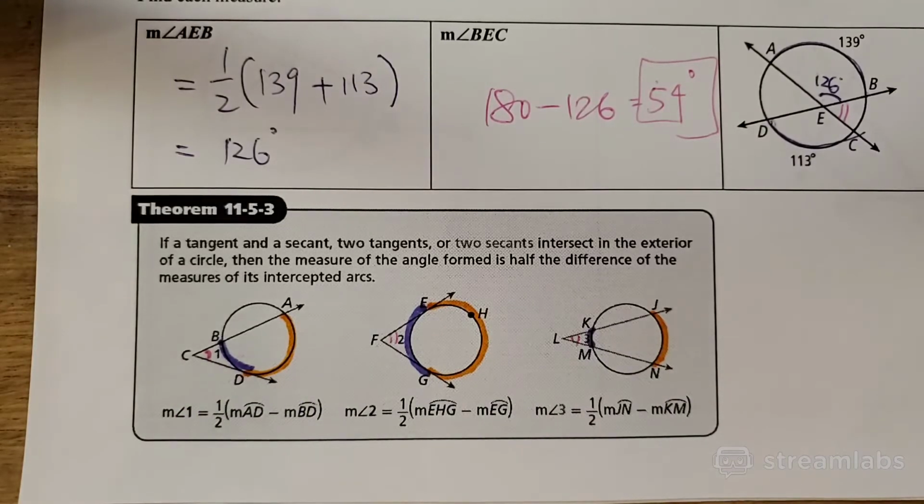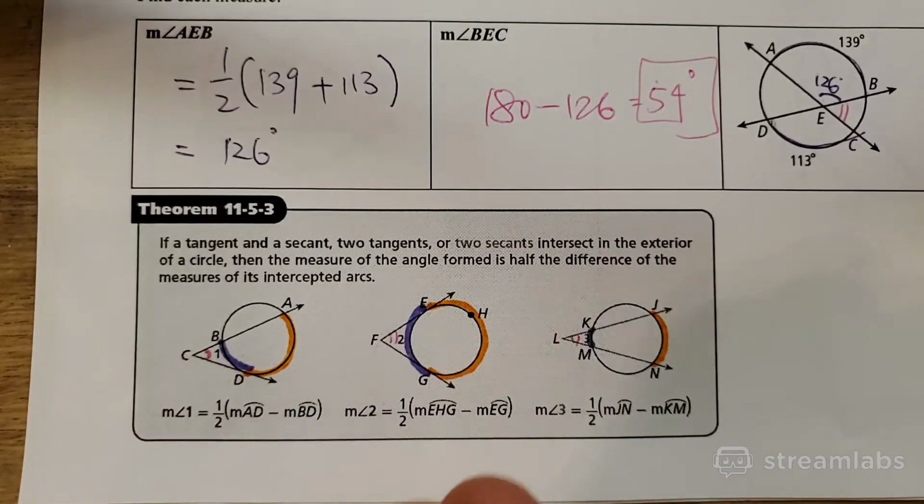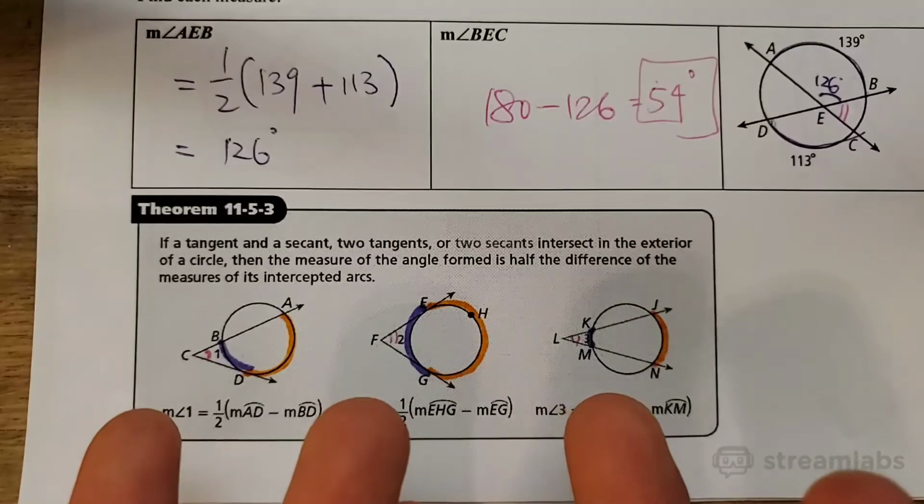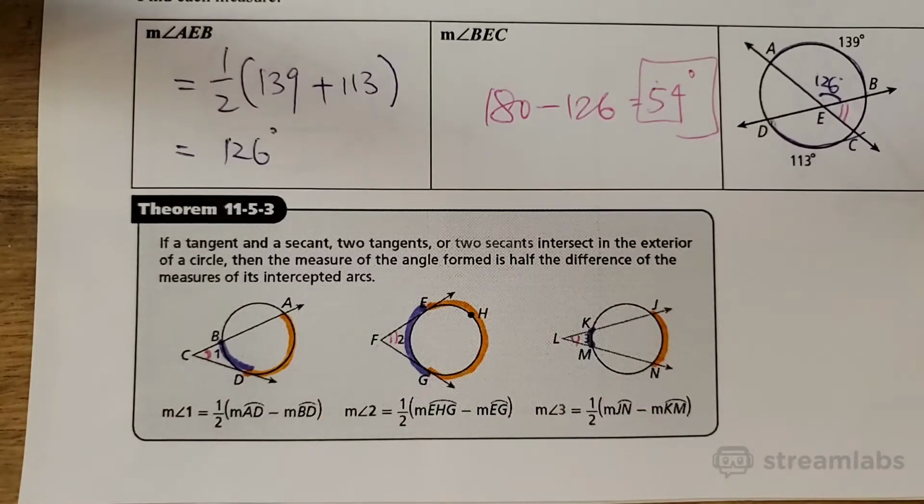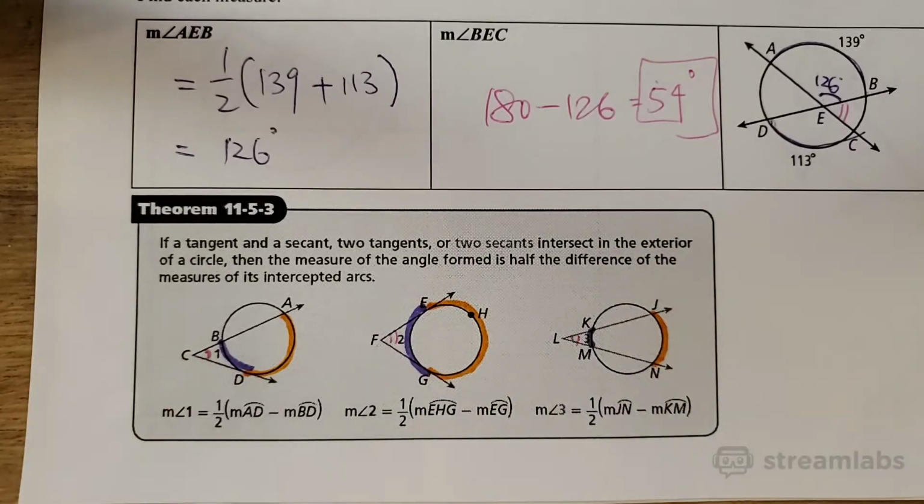Okay. Does this part make sense? Which arcs are related to the angle? This is the important part because you gotta identify which arcs are related to which part, and that way when you are using the theorem, it will make sense.